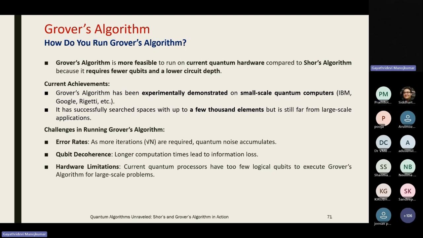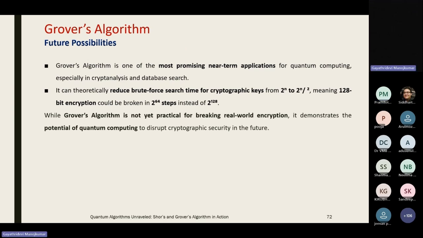So there are hardware limitations over there. Future possibilities is near-term application. That is, we are very near to it, so Grover's algorithm will be the most promising one. And we can theoretically reduce the brute force search time for the cryptographic keys.